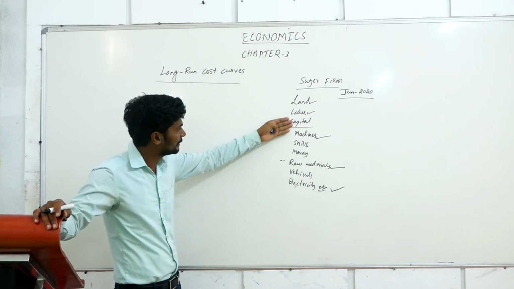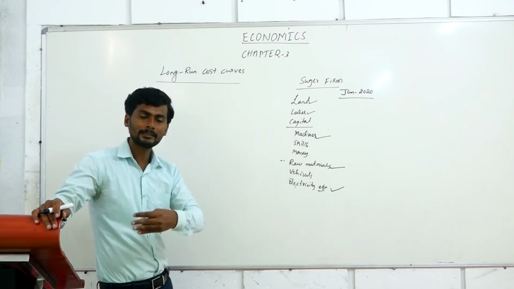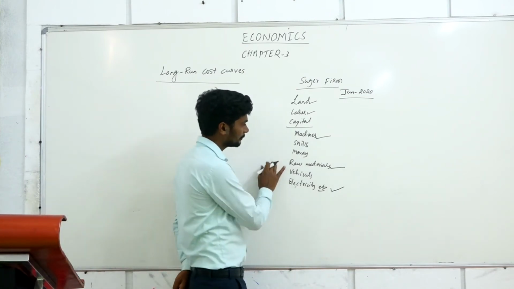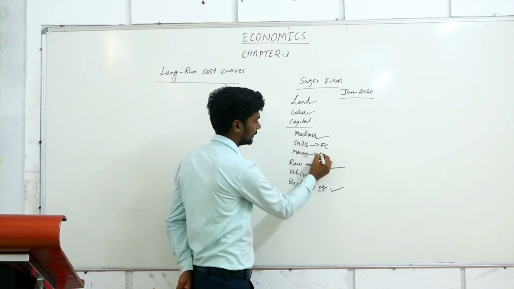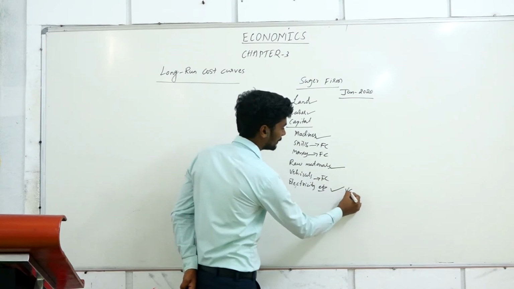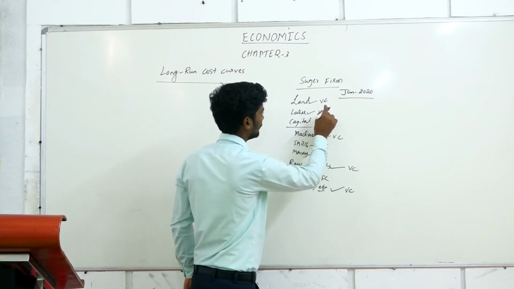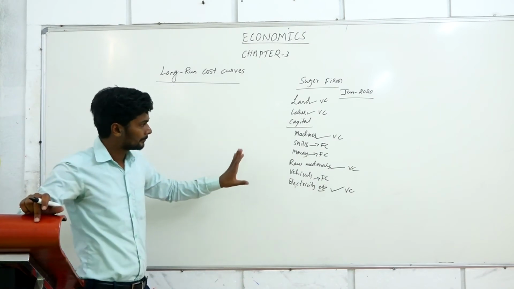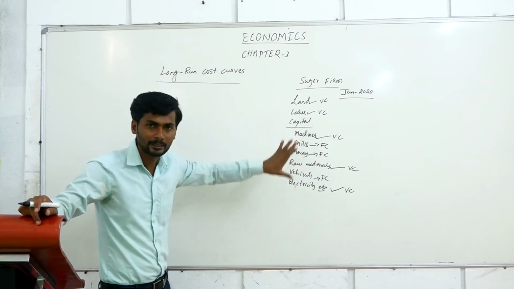By the result of this increase in the factors of production, the production level will increase a little bit. Okay, so here this one is fixed. FC, FC, this is also FC, and this is VC, VC, VC, VC. VC means variable factor. FC means fixed factor.